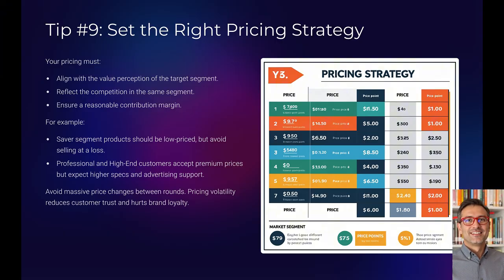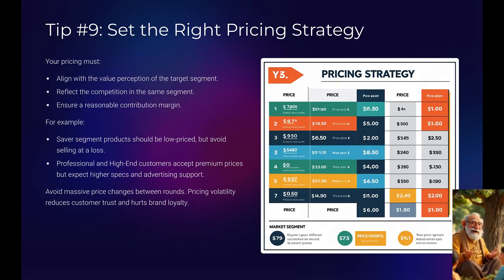Tip number 9. Set the right pricing strategy. Your pricing must align with the value perception of the target segment. Reflect the competition in the same segment. Ensure a reasonable contribution margin. For example, Saver segment products should be low-priced, but avoid selling at a loss. Professional and high-end customers accept premium prices but expect higher specs and advertising support. Avoid massive price changes between rounds. Pricing volatility reduces customer trust and hurts brand loyalty.